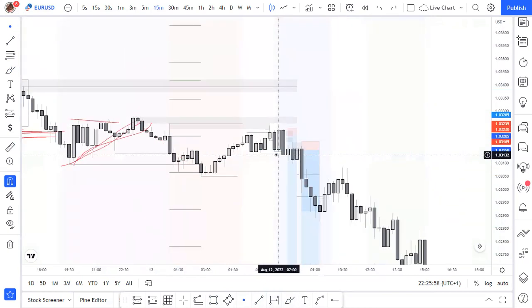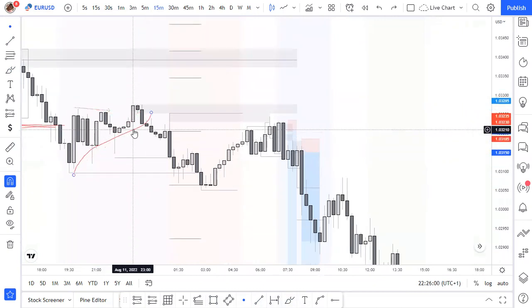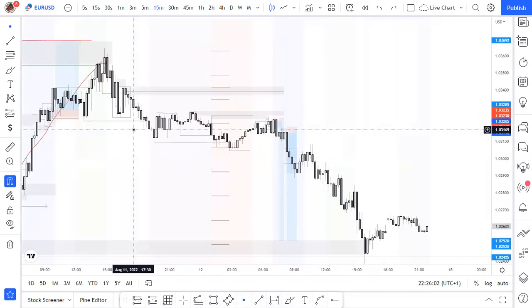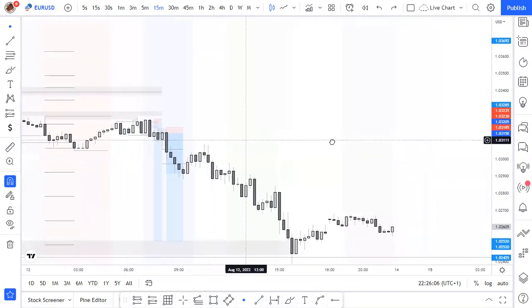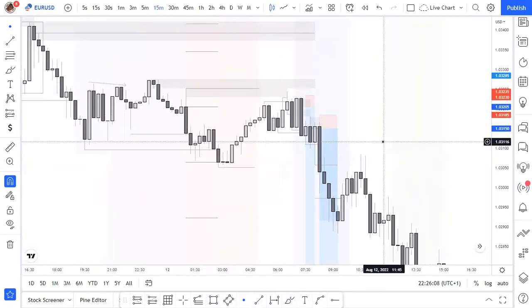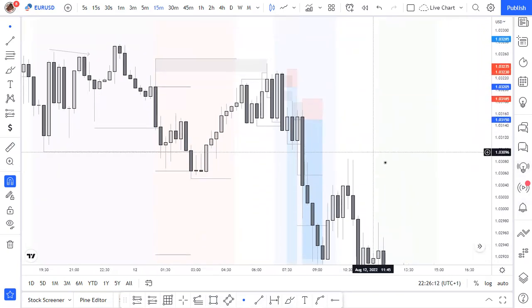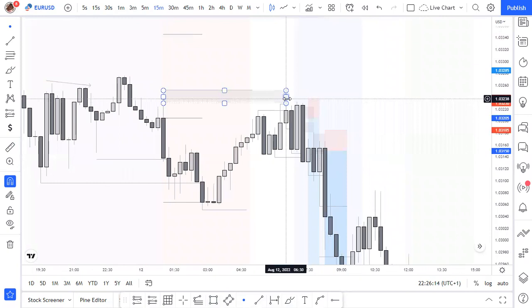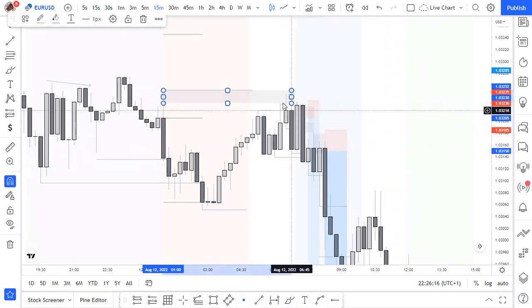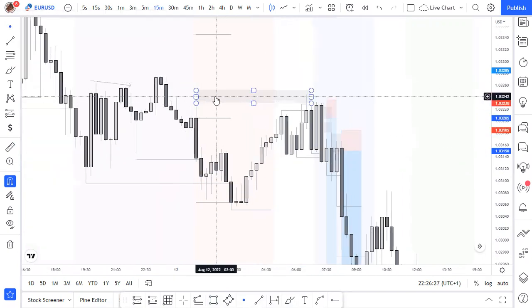Let me delete all this. So when I saw this reaction here, I saw this reaction like surprise. This engulfed candle here, we had this huge engulfed candle. So I was thinking, why is price reacting to this?